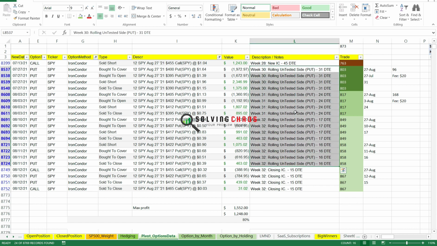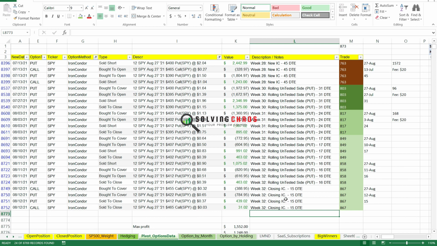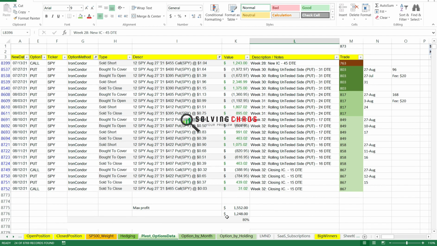When I'm rolling the untested side, I'm not changing the dates. I'm just rolling it closer. But I have plenty of time to adjust these trades. These are not 7-day DTEs. These are not 1-day trades or 2-day trades. I'm playing a 45-day to expiration. I could have closed it right around here when I made money, but I wanted to squeeze out a little bit more, and that's what I ended up doing.